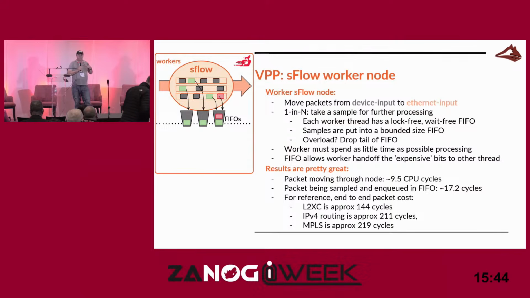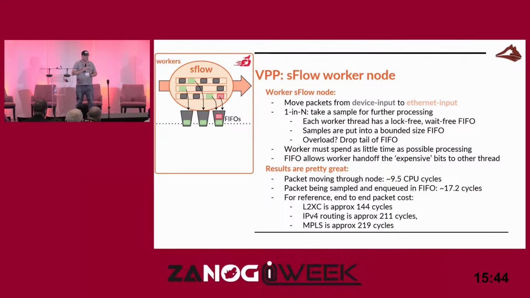And then the more expensive bits to process these samples into sFlow updates must happen somewhere else, not in the data plane. So the results that we got after a couple of iterations are pretty good. We spend roughly 9.5 CPU cycles in this node.